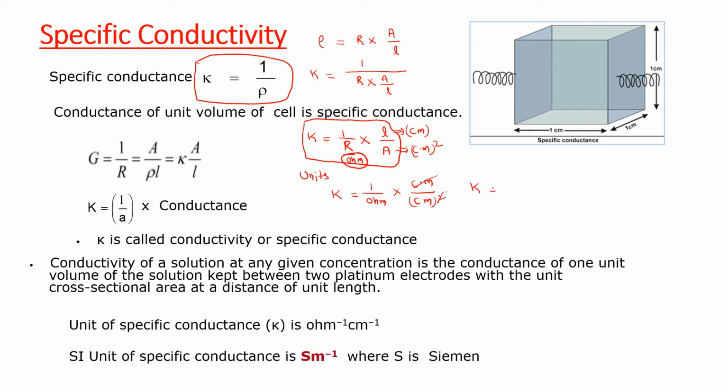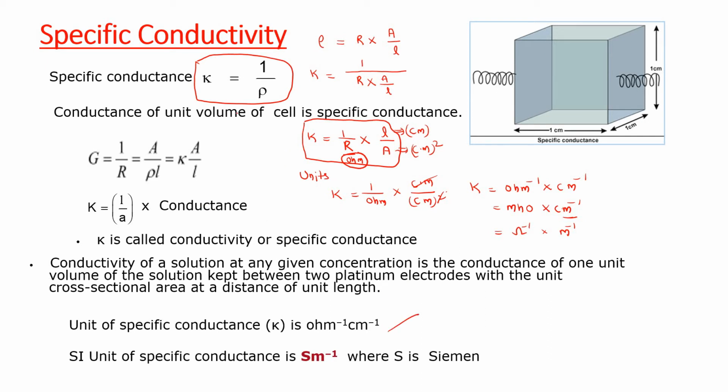Now specific conductivity is equal to ohm inverse into centimeter inverse. We can also write ohm inverse, or MHO also, into centimeter inverse here. Otherwise you can also write ohm inverse into meter inverse also, isn't it? So all are the same. When you take meter, that will be the SI units here. So specific conductance units we got in this way.